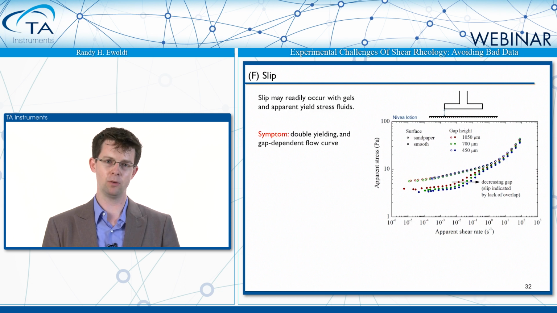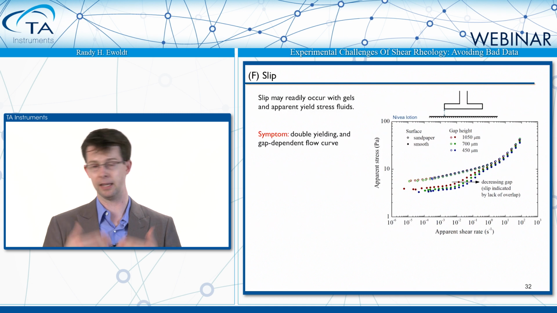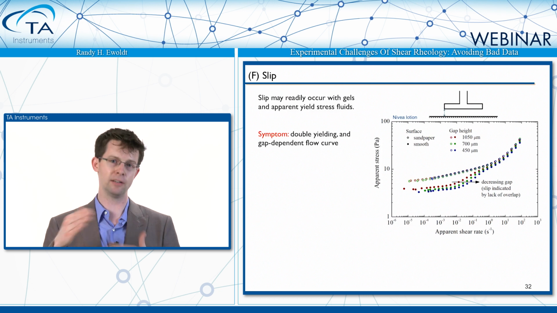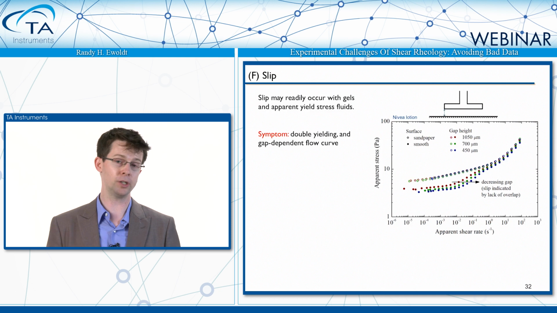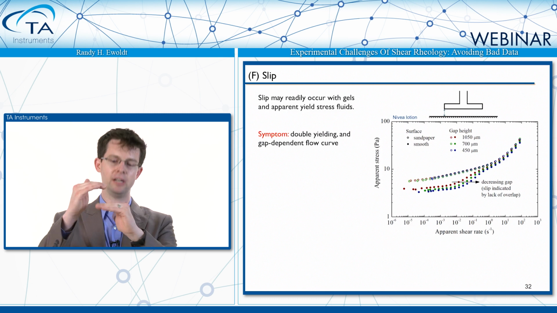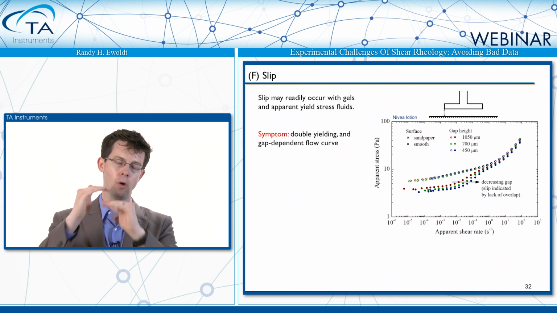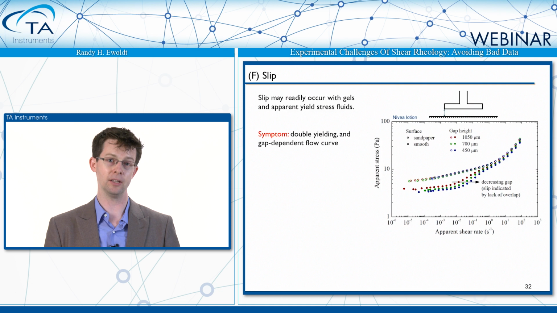So many people will make measurements with a smooth and then a rough surface to make sure that they get the same or get different results. Actually, if you only do that and you measure with smooth and you measure with rough, if you see a difference, you know that there was probably slip happening in the smooth surface, but you still can't rule out slip happening on the rough surface. The best way to verify that you're actually not slipping is to make repeated measurements by changing the gap. And only when the stress and strain rates, the intrinsic measurements, line up, can you believe the data.